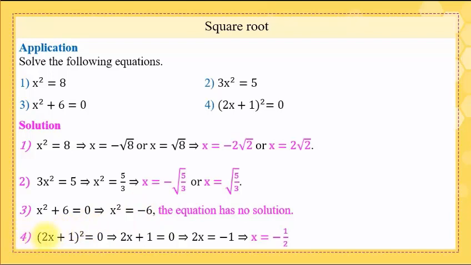Number 4. 2x plus 1, all squared, equals 0. Then we get 2x plus 1 equals 0. Then we solve the equation to find finally x equal minus 1 over 2, which is only one solution, and we call this a unique solution.